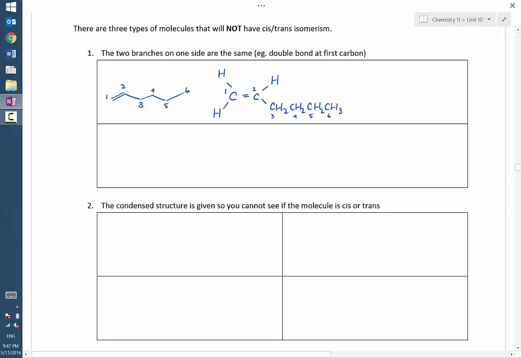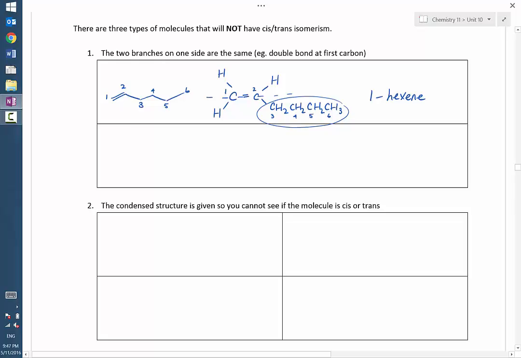When we look at this, right away, we see that we have a branch here on the bottom side of that double bond, but there is no carbon branch anywhere else. So since there's no other branch to compare this branch to, there's no way we can assign cis or trans. So this molecule would simply be called 1-hexene.